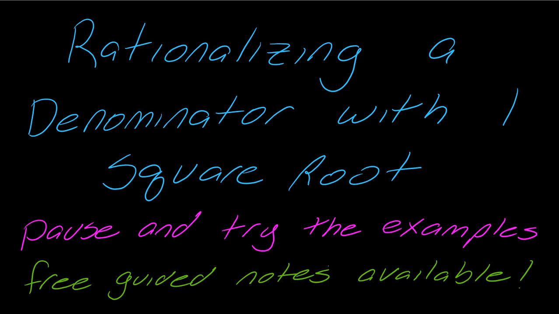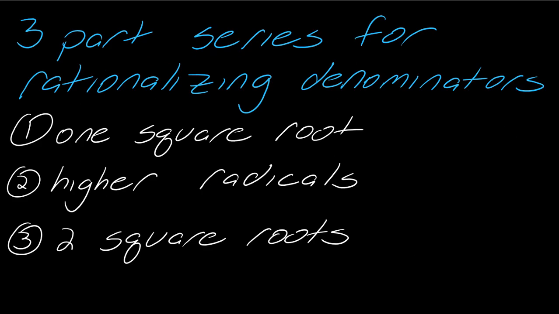So in this video, I'm going to talk about rationalizing a denominator with one square root, and this is actually part of a three-part series. When you're talking about rationalizing denominators, you have the case of one square root. What do you do when you have higher radicals? And then what do you do when you have three square roots? I have a video for each one of these, and I really feel like they're three separate topics. So if this isn't what you were looking for, you can check out the other videos in this series.